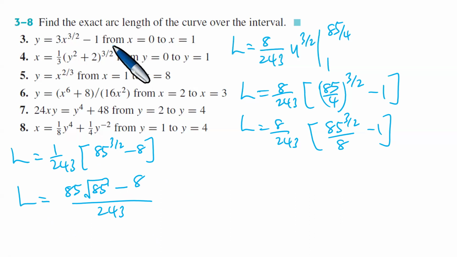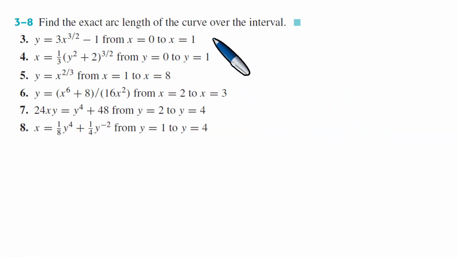So this is the arc length. This is the exact arc length. You need to find the exact one, so it means that you don't need to estimate anything. Now this one, we're going to use formula 5. Let's continue. Let's do number 4.